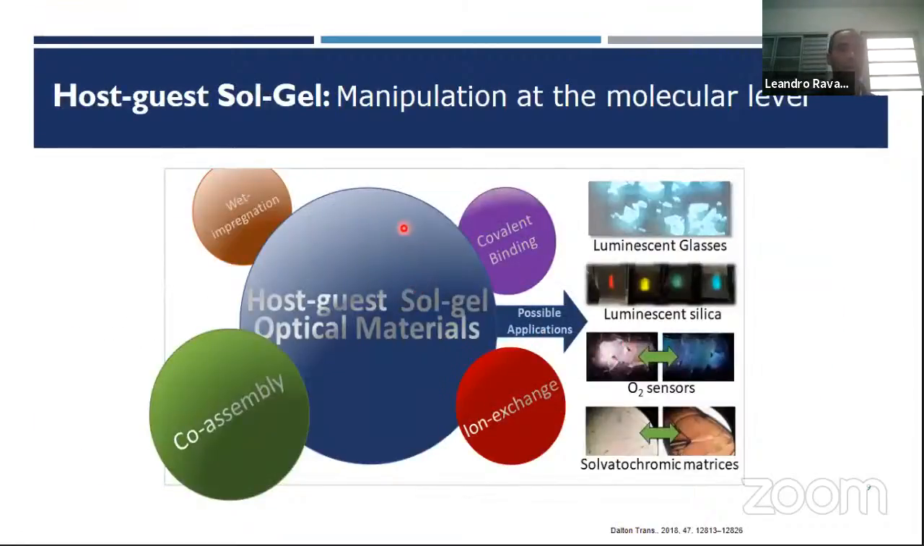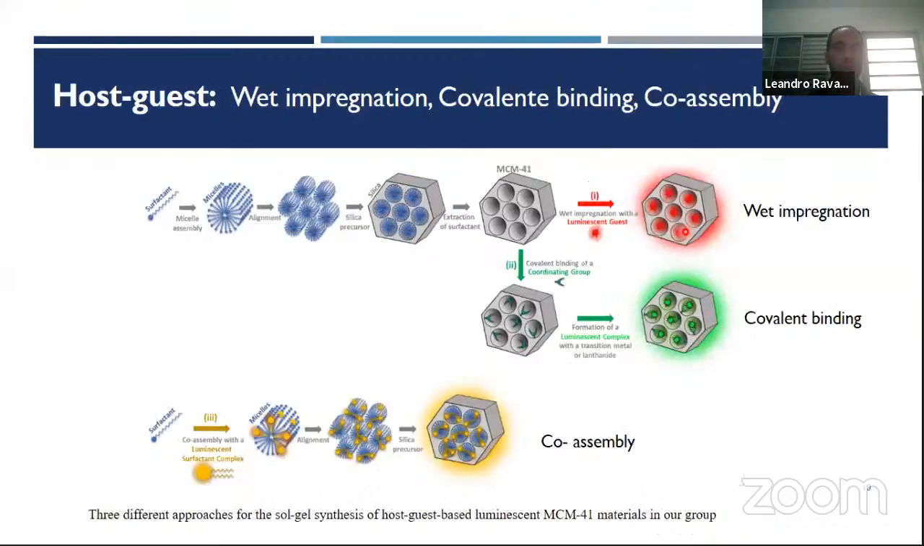Here I will present some incorporation methods used in porous matrices to obtain optical materials. For example, here we have wet impregnation, covalent binding, ion exchange, and co-assembly. Each process will give us different materials with different properties. Here I will explain a little about the pore formation. After formation of the pores by the surfactant molecules, the matrix presents free pores that can be filled with luminescent species.